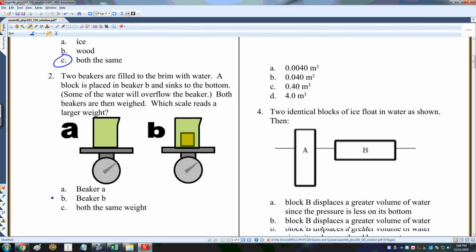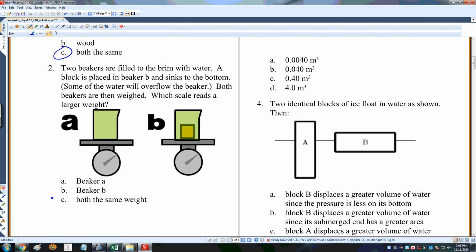Two beakers are filled to the brim with water. A block is placed in beaker B and sinks to the bottom. Both beakers are weighed, then which scale reads a larger weight? Okay, so the answer here is B. Beaker B has a larger weight. And that's because of the water that this displaces. This block displaces its own volume in water.